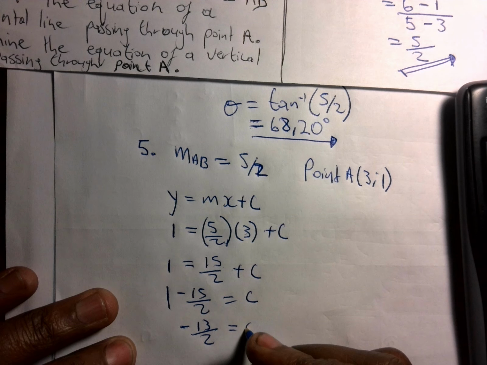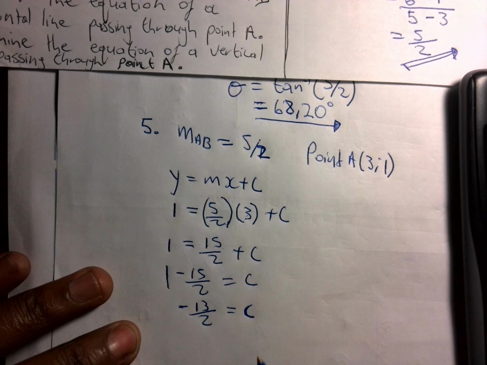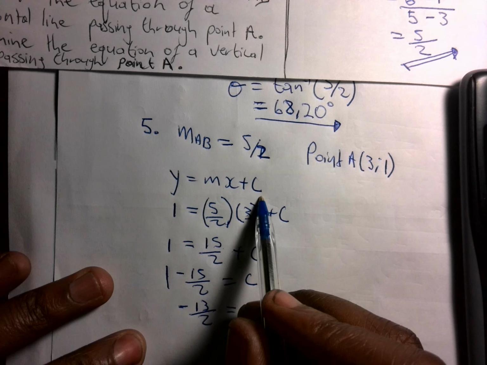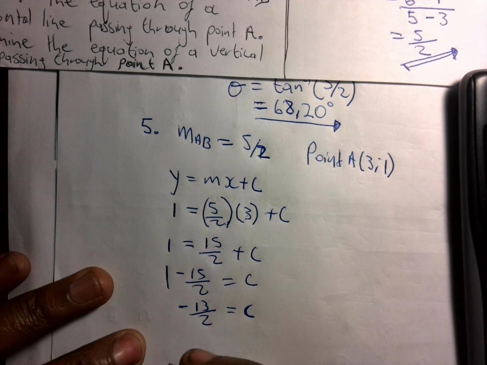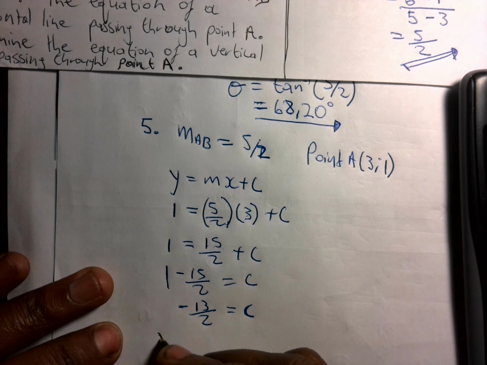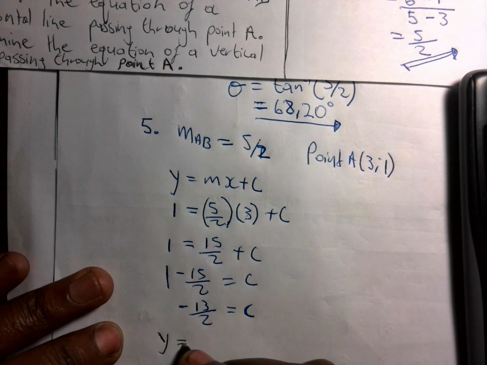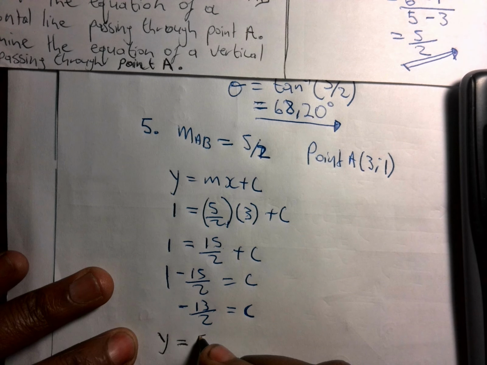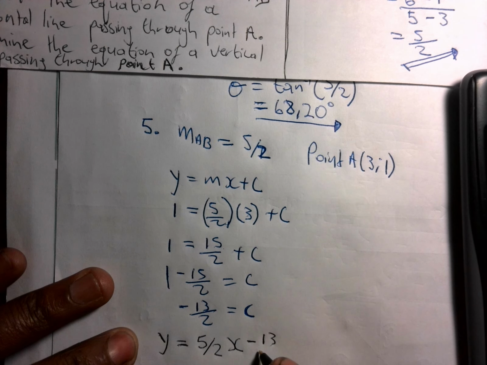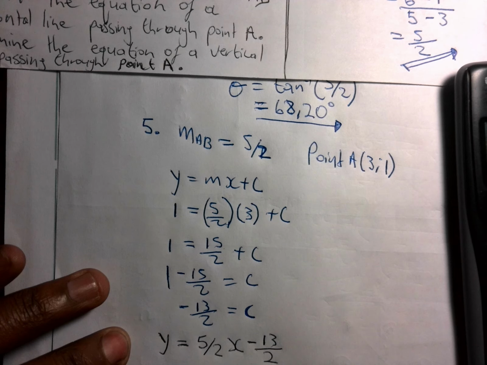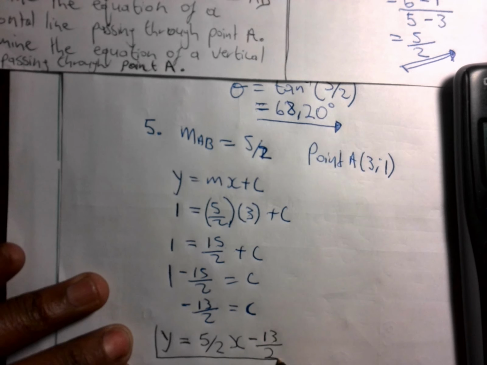So now our equation, we substitute everything back except for y and x. So that will be y is equal to 5 over 2x minus 13 over 2. Now this will be the equation of the line AB.